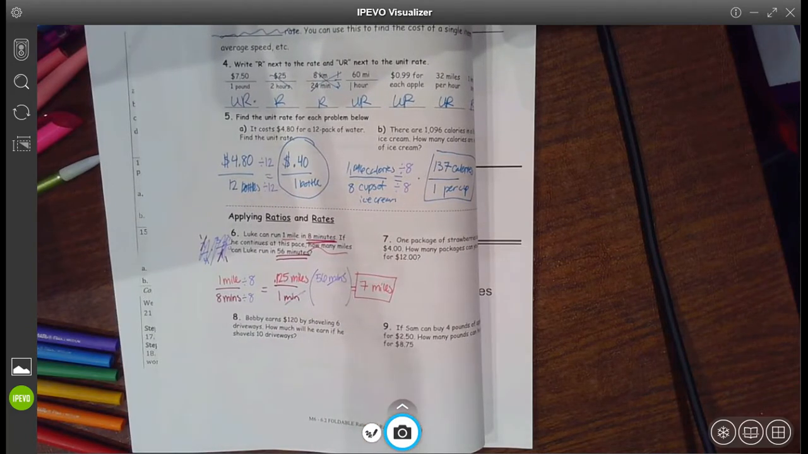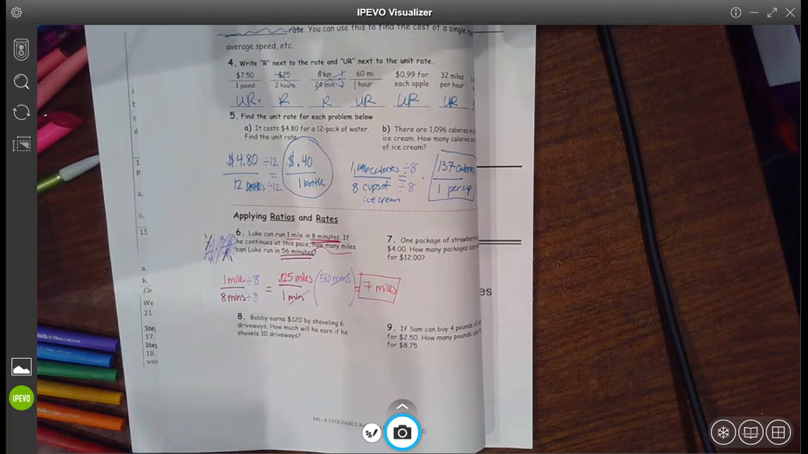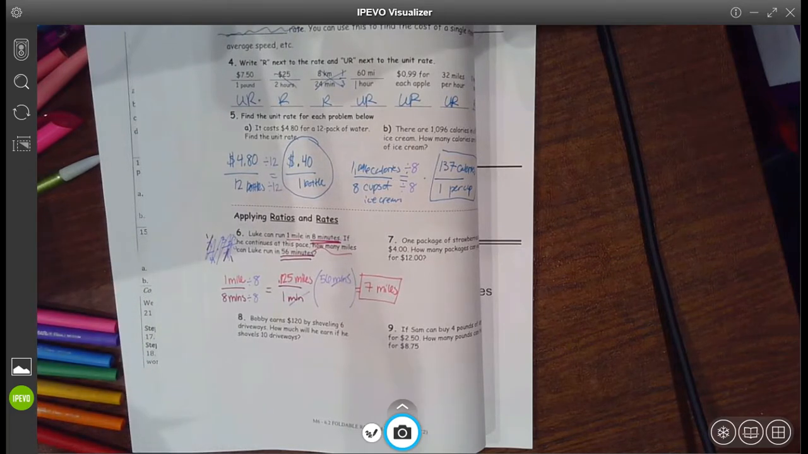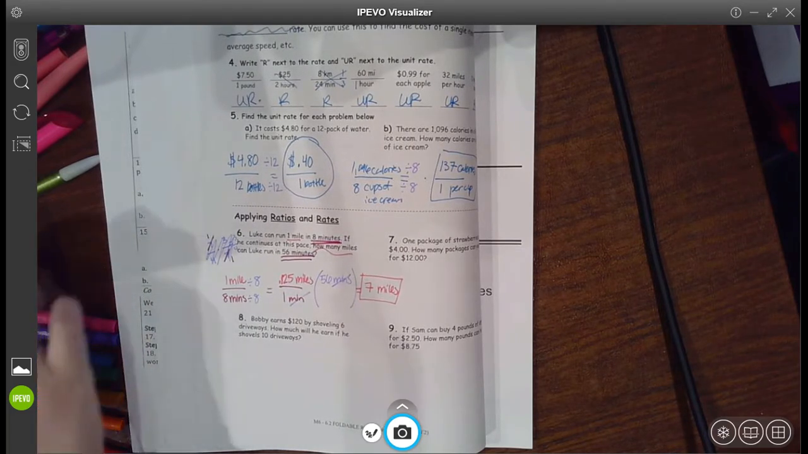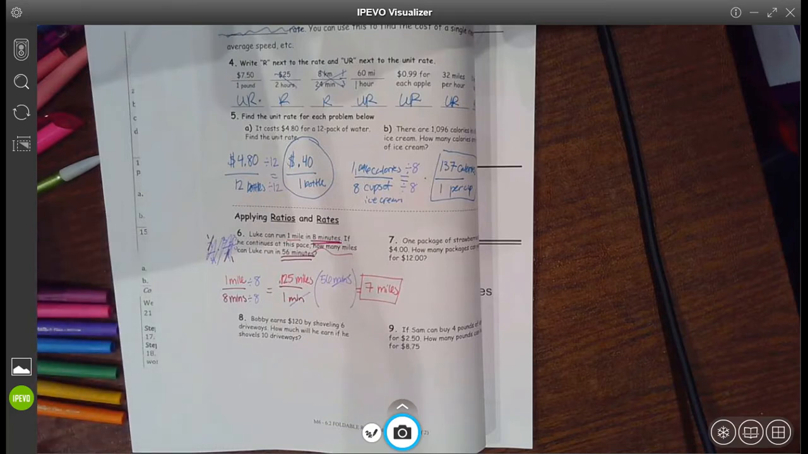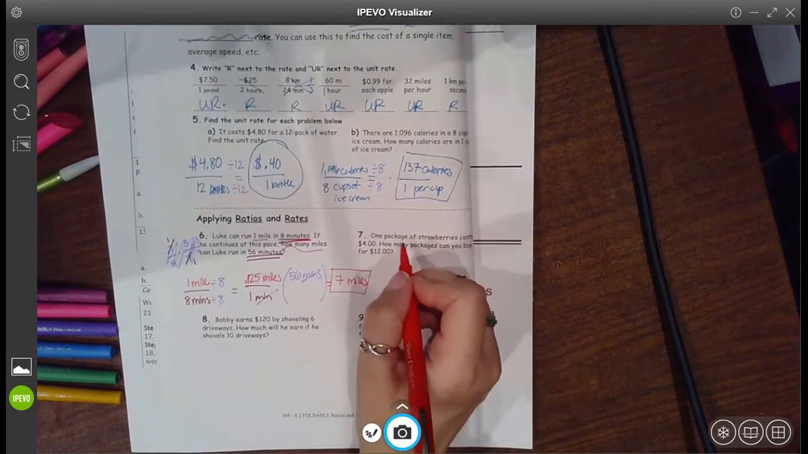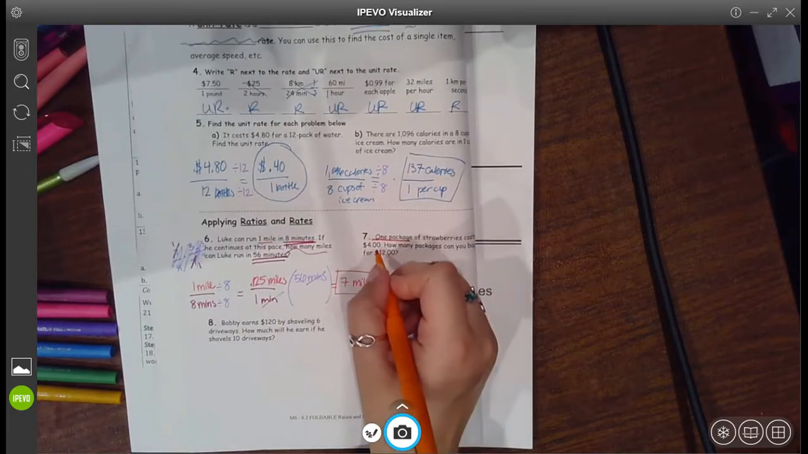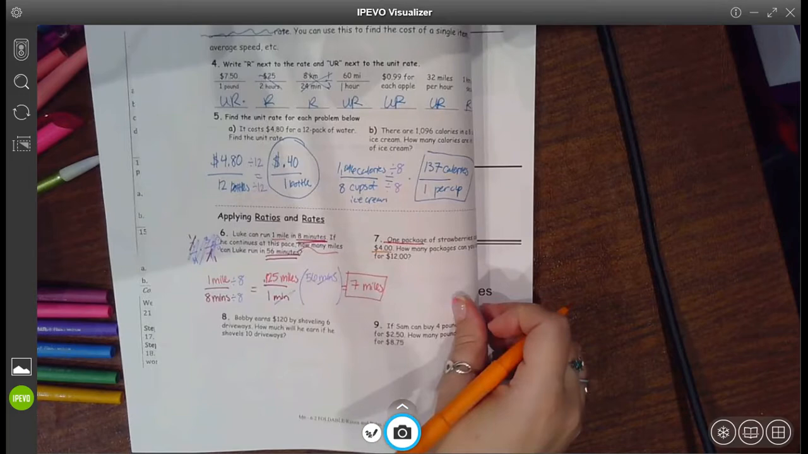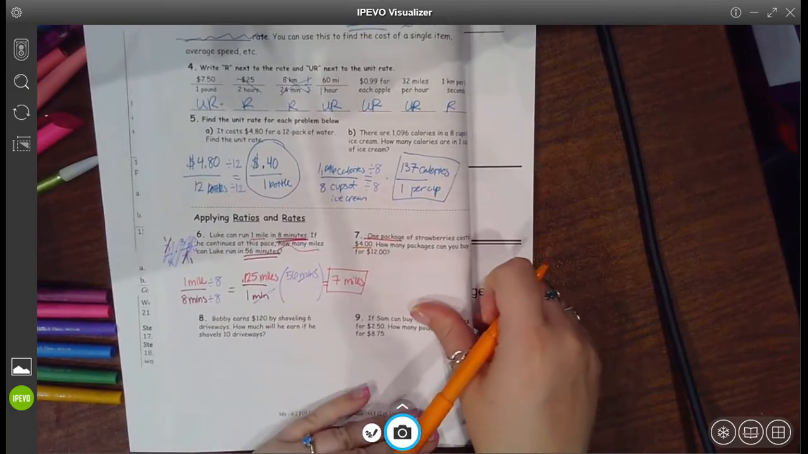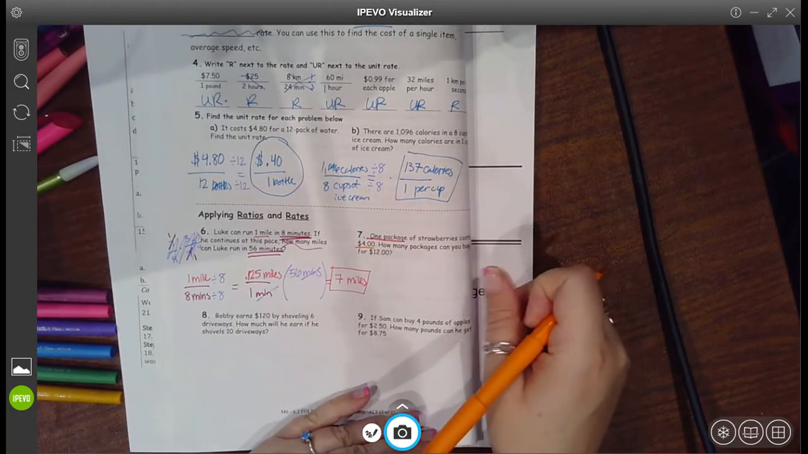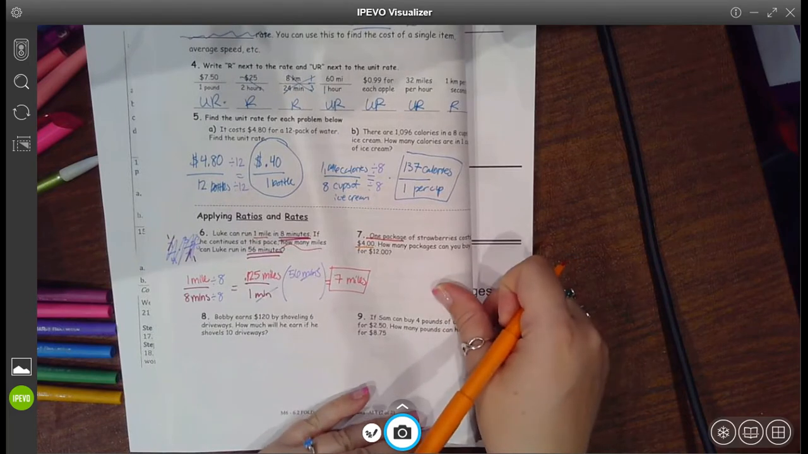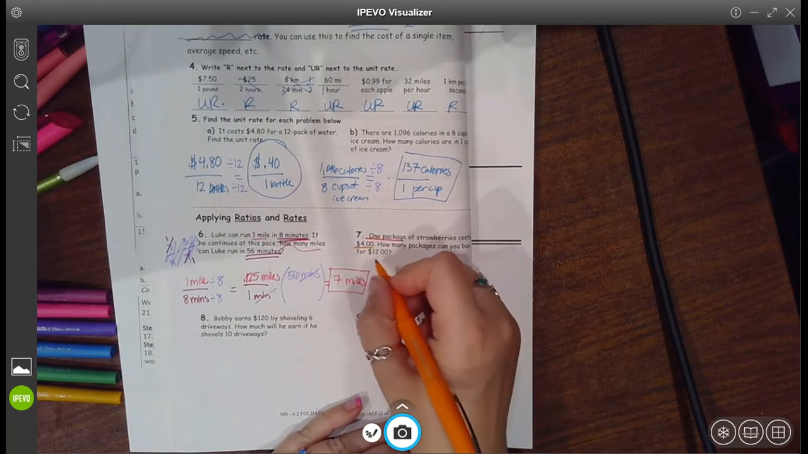All right. That same type of logic we're going to use to solve this next problem. And remember, you're always welcome to pause the video, try it yourself, and then unpause it and come back to check. Okay, it says 1 package of strawberries. So 1 package costs $4. Now I don't know which one is going to go on top or bottom. But my hint is it says how many packages can you buy for $12?